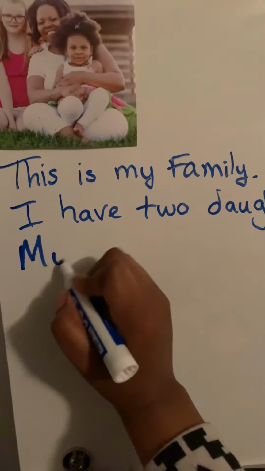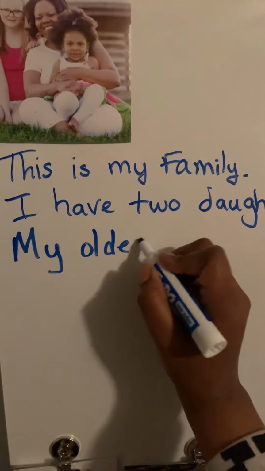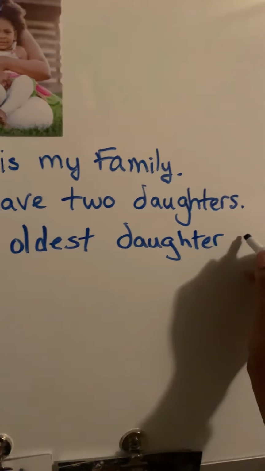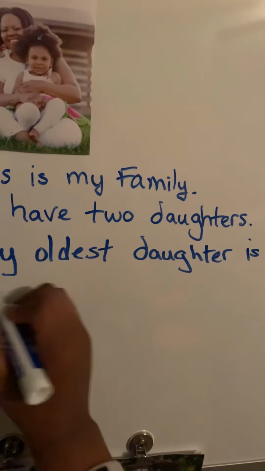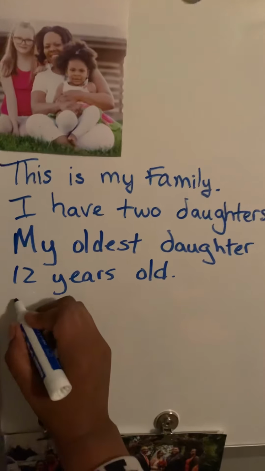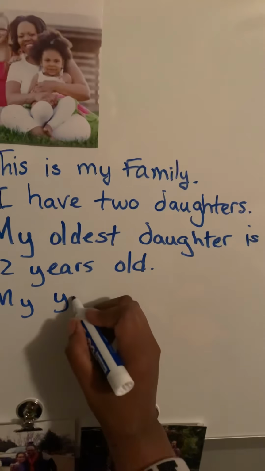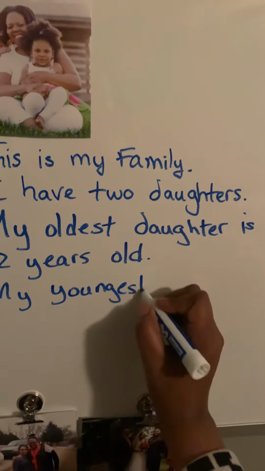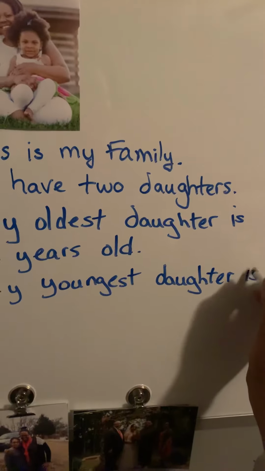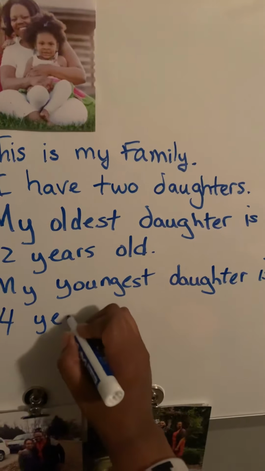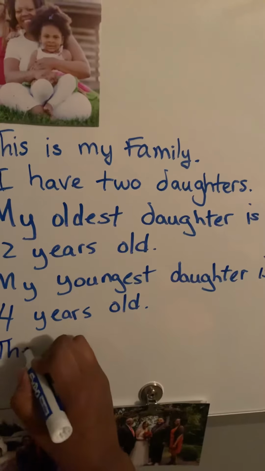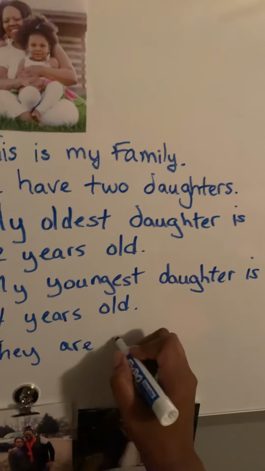My oldest daughter is 12 years old. My youngest daughter is 4 years old. They are students.